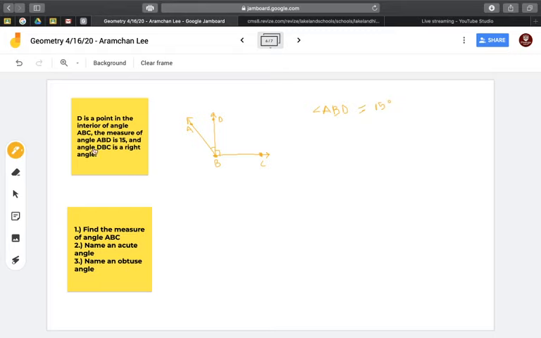So we finally have the information that angle DBC is a right angle. And this can also be concluded with the box right here. So what does that mean if angle DBC is a right angle? That tells us that its measure is 90 degrees.